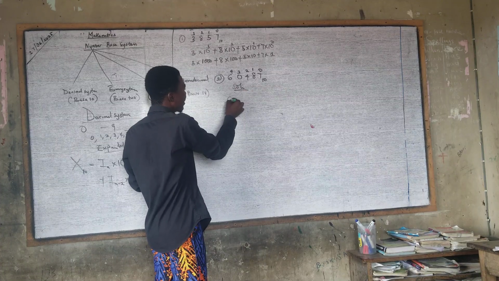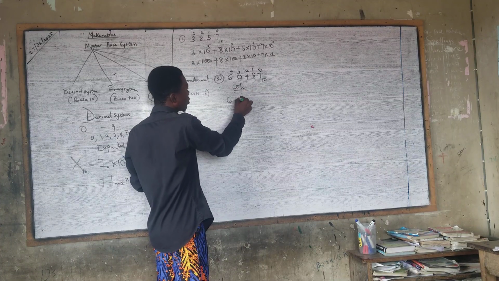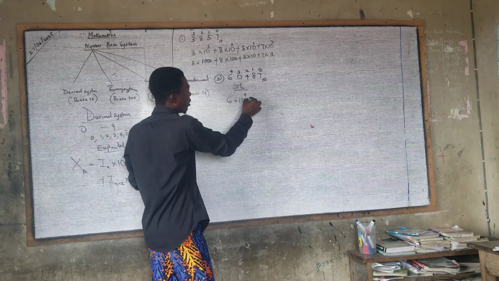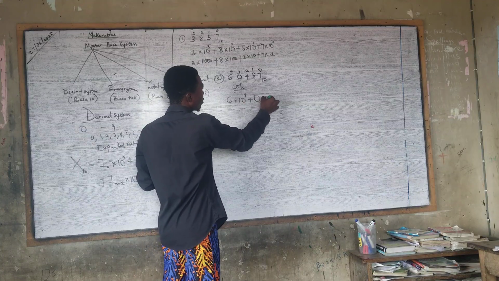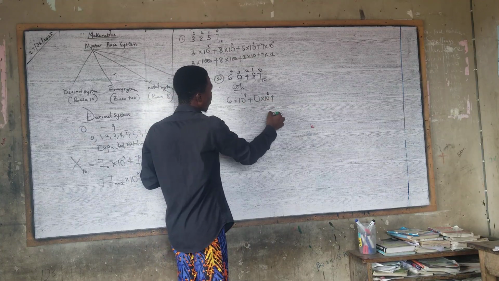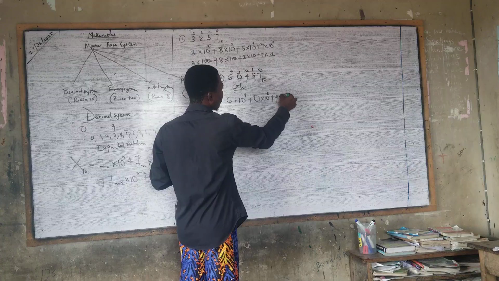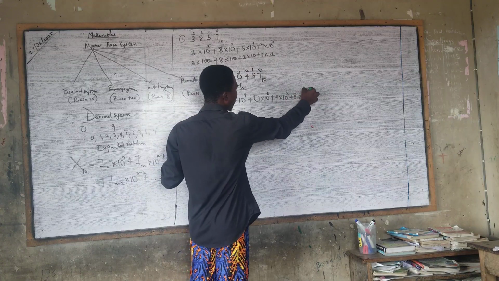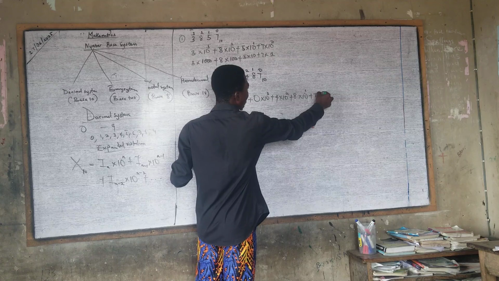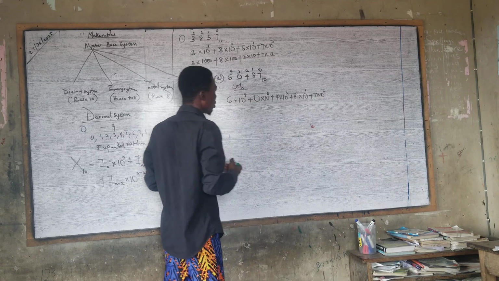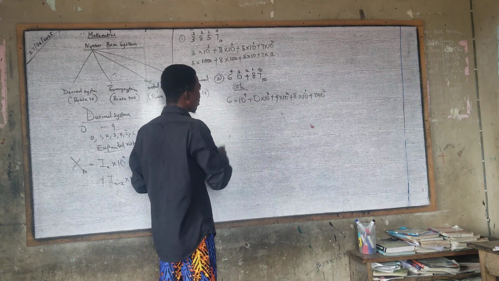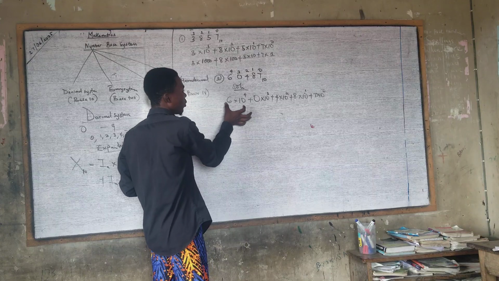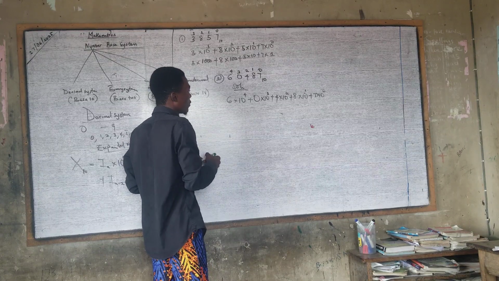We'll be having 6 times 10 raised to the power of 4 plus 0 times 10 raised to the power of 3 plus 4 times 10 raised to the power of 2 plus 8 times 10 raised to the power of 1 plus 7 times 10 raised to the power of 0. Now, to solve this, we have only one more step to finish the expanded notation of this. So what does it entail?